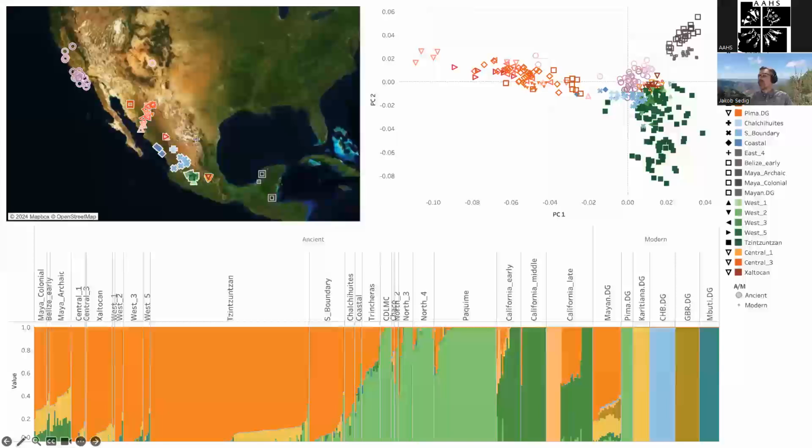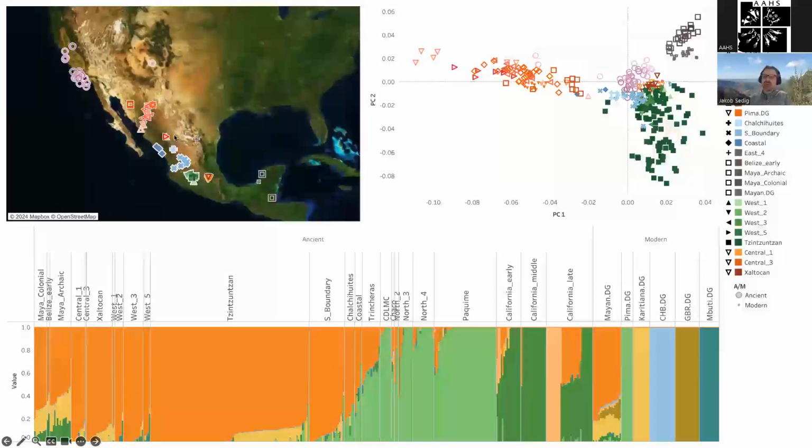So you can see that here in the key, north 2, 3, 4. Paquimé, we're calling its own thing because we have specific research questions we're interested in about Paquimé. CDLMC, that's Cueva de los Muertos Chicos. I'll talk more about this. These data have been published in the California paper.